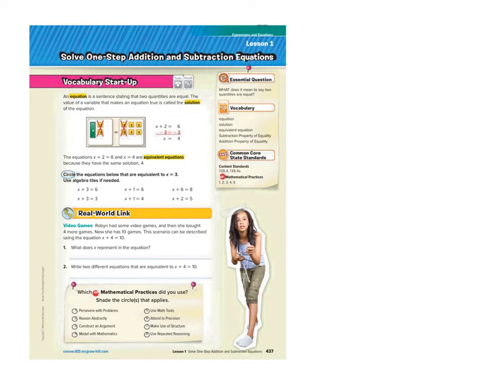All right, here we begin. Lesson 1, solve one-step addition and subtraction equations.